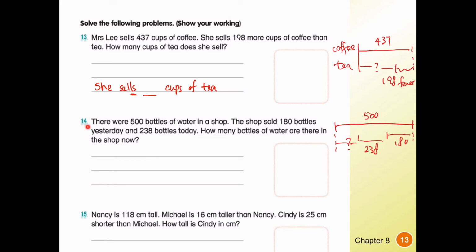So question 14. There were 500 bottles of water in a shop. The shop sold 180 bottles yesterday and 238 bottles today. How many bottles of water are there in the shop now? So 500 originally, sold 180 yesterday, and sold 238 today. So how many left? So 500 minus 180 minus 238. So here the expression involves 3 numbers, so we do need a second step.